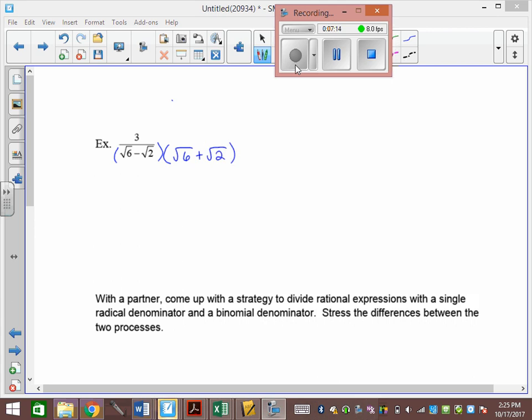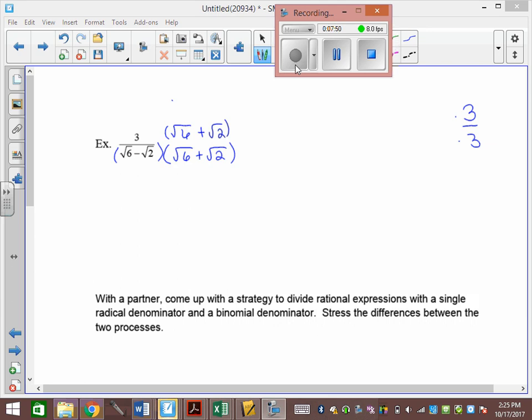Now, we can't just randomly multiply a denominator by something random. But we can multiply a denominator and a numerator by it. The reason why is that if I multiply by 3 on the top and 3 on the bottom, I'm multiplying by 3 over 3. And what's 3 over 3? 1. And when I multiply something by 1, does it change it? No. So as long as I do it to the bottom, I have to do it to the top, or if I do it to the top, I have to do it to the bottom.